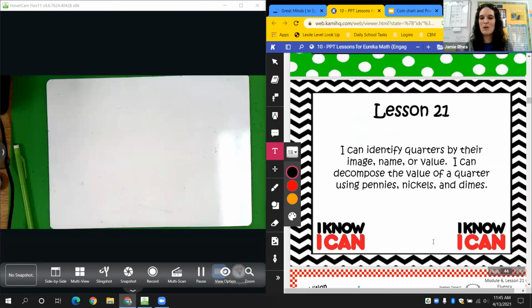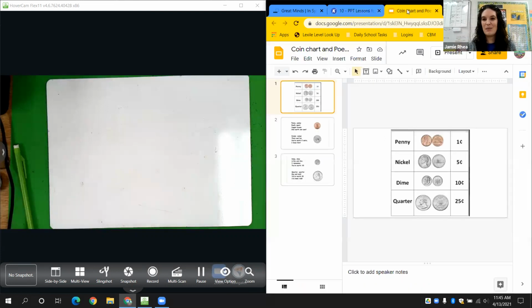And let's look at number 21. Okay, so in lesson 21, I can identify quarters by their image, name, and value. I can decompose the value of quarters using pennies, nickels, and dimes. So we're going to look at all 4 coins today, and we're going to look at how we can build each number with all the coins, okay? Before we get into all this, though, let's look at my chart.